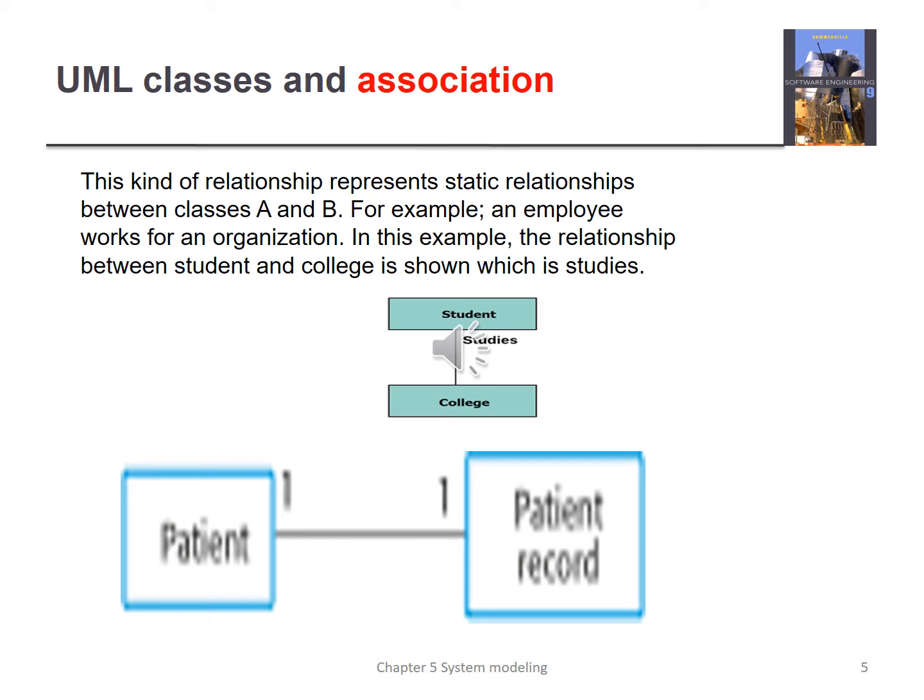What is the relation between the employee and the organization? It is one to many. There are many employees working in the same organization. If we allowed the employee to work in many organizations, we could say it's many to many. In this example, the relationship between a student and a college is shown, which is studies: a student studies in a college. A patient has a patient record.